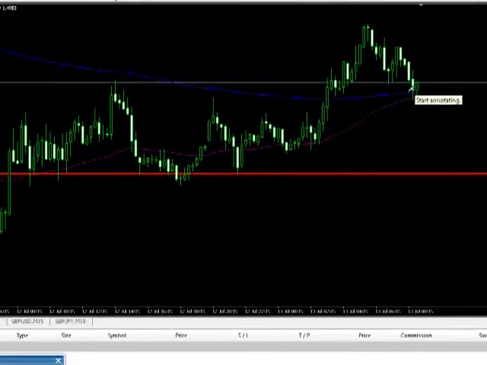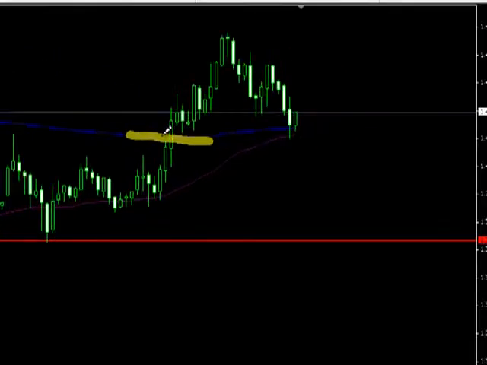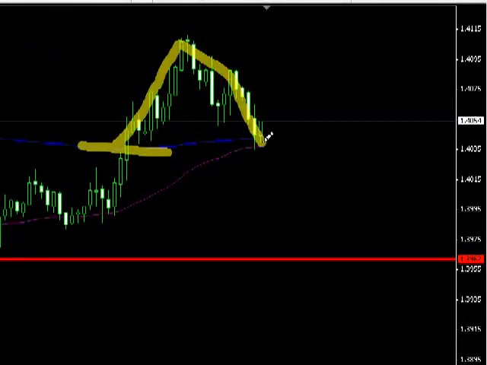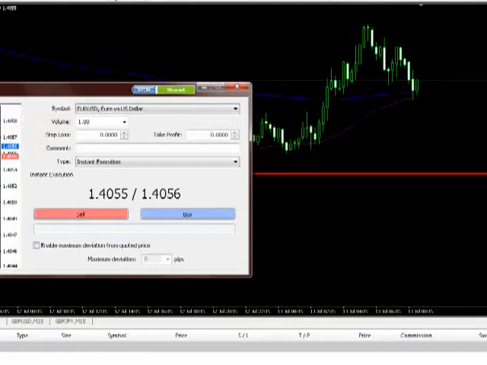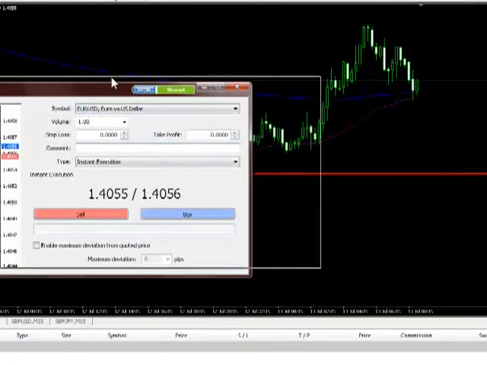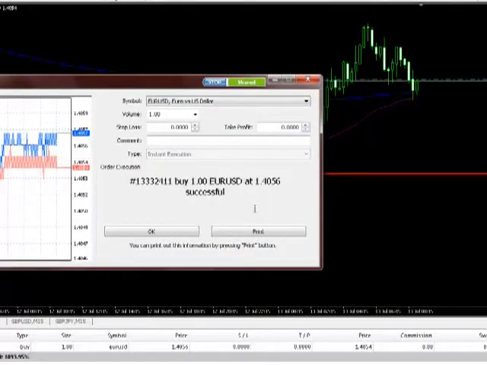Usually when the market comes down, breaks the 200 EMA and retraces back to the 200 EMA, it bounces back up from the 200 EMA and continues going up once it has broken that 200 EMA. Let's go ahead and enter one standard lot on the Euro USD at 1.4056.